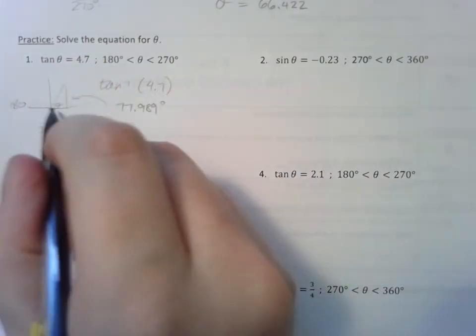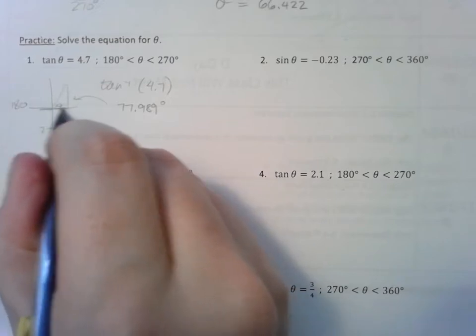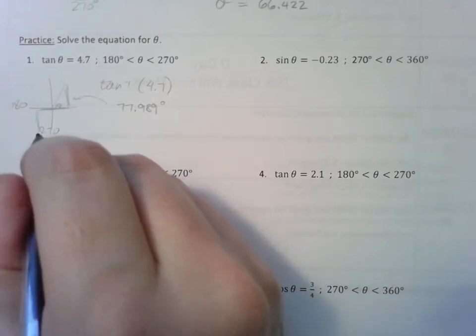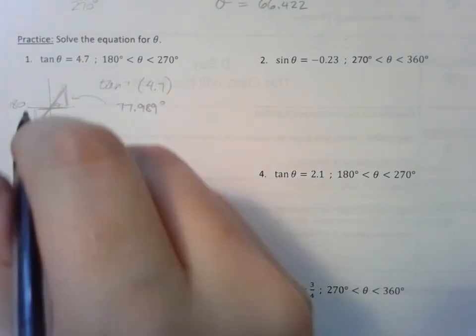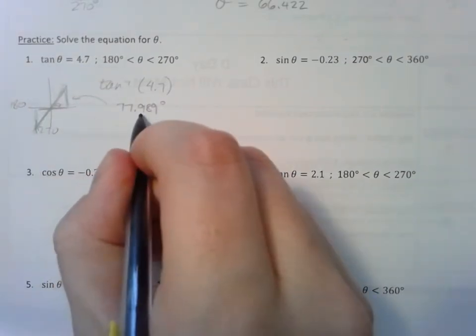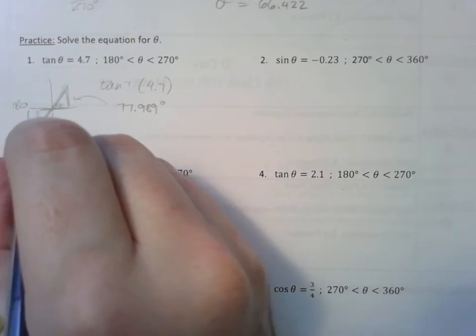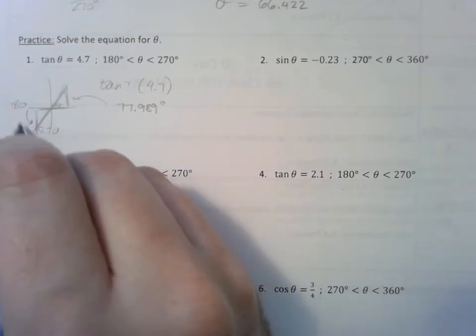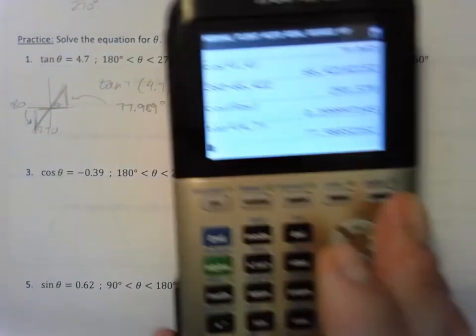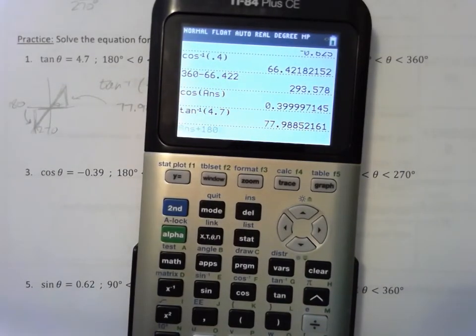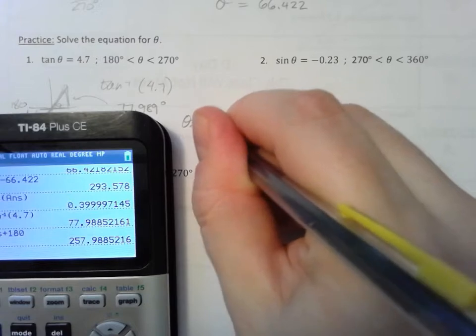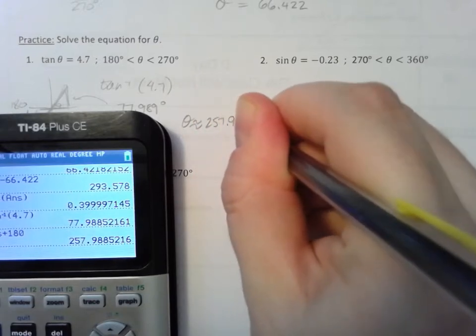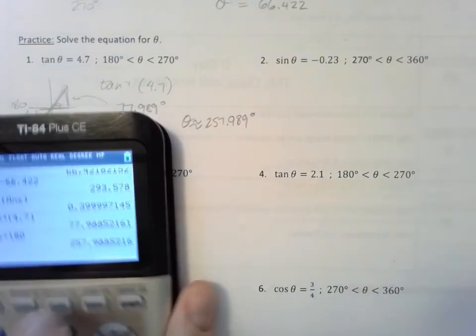If I have the same ratio of adjacent side, opposite side, I draw this triangle. It looks like they're 180 degrees apart. What's the reference angle of 77.989? Now I'm going to adjust this from 180, and it looks like we're going in this direction. That means we're going to add 180 to get 257. Theta is approximately 257.989 degrees as an answer.